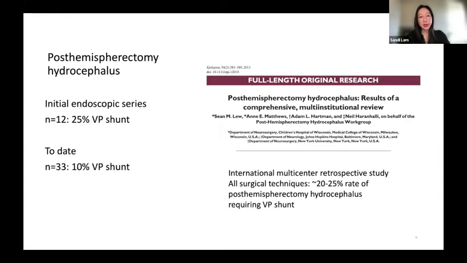Looking at post-hemispherectomy hydrocephalus, my initial series had about a 25% VP shunt rate, which was the same as Dr. Liu's global, multi-center report of all techniques, the post-hemispherectomy hydrocephalus rate. But now to date, my VP shunt rate is about 10%, but we'll see, I need more long-term follow-up.